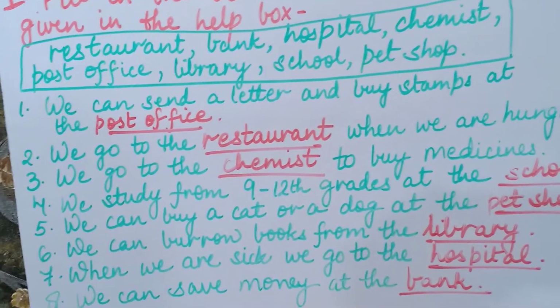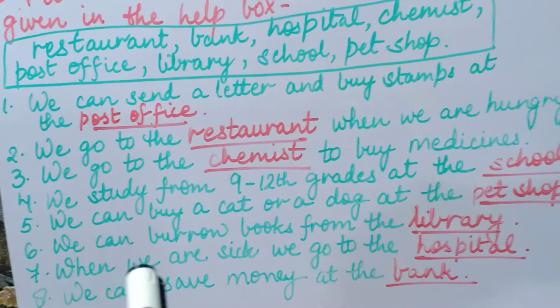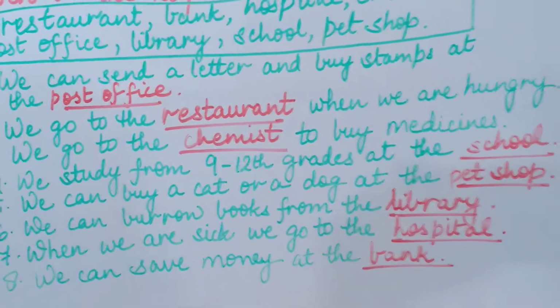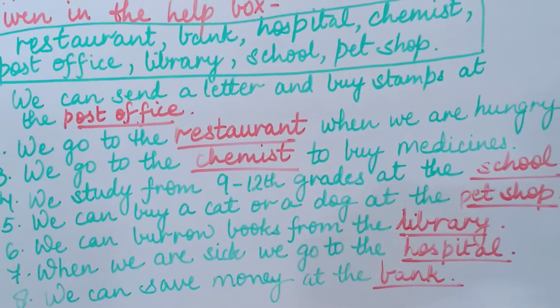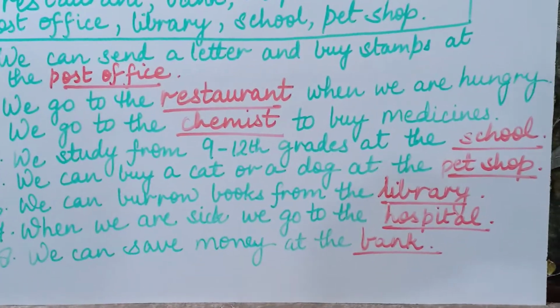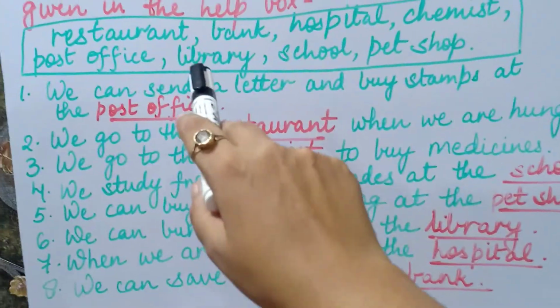Now, the sixth question. We can borrow books from the dash. हम लोग बुक्स पढ़ने या बोरो करते हैं कहाँ से? बुक्स के लिए कौन सी जगह होती है? लाइब्रेरी. Okay, so the correct answer is library.